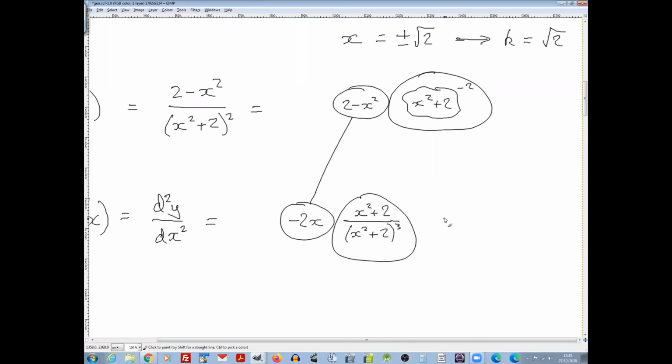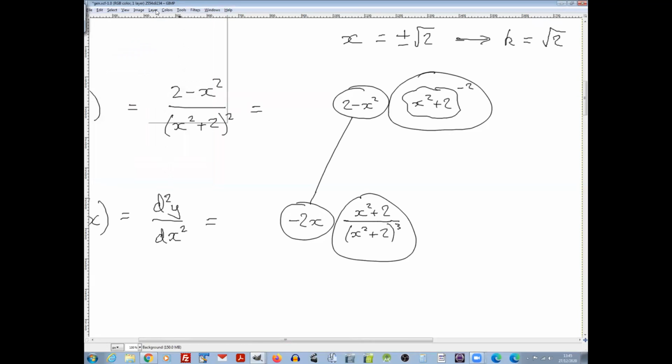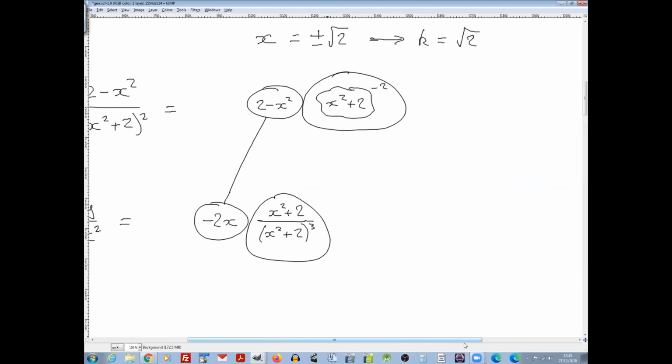Okay. I keep forgetting to save the wider version of this. Canvas size, width, resize, layer, image size. Fine.